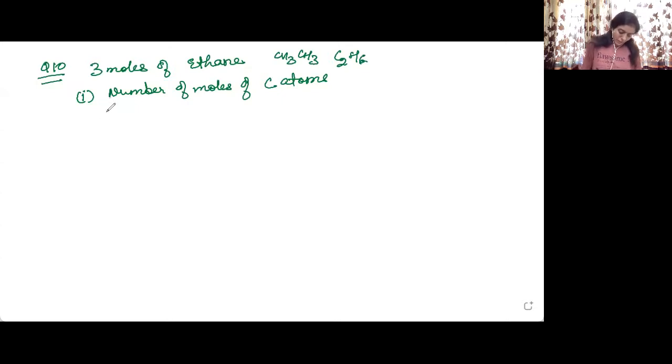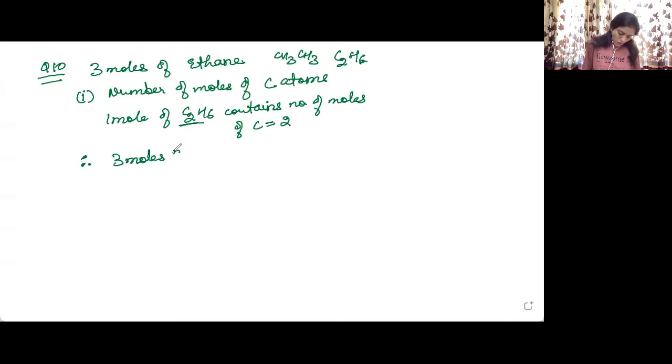Now, if 1 mole of ethane is there, what is the number of moles of carbon in 1 mole of ethane? 2 moles. So 1 mole of ethane contains 2 moles of carbon. Therefore, 3 moles of ethane contains 2 multiplied by 3, equal to 6 moles of carbon.